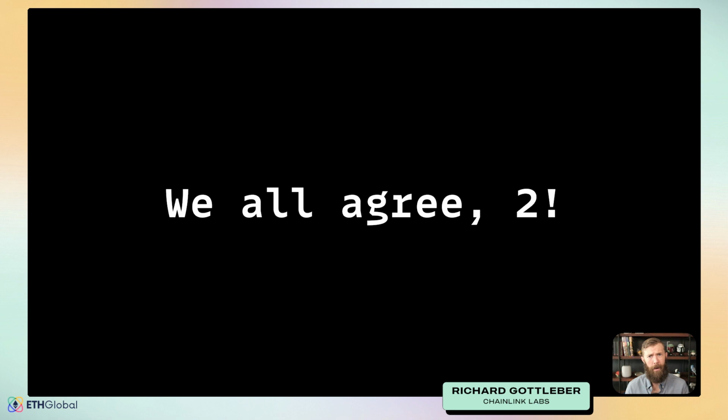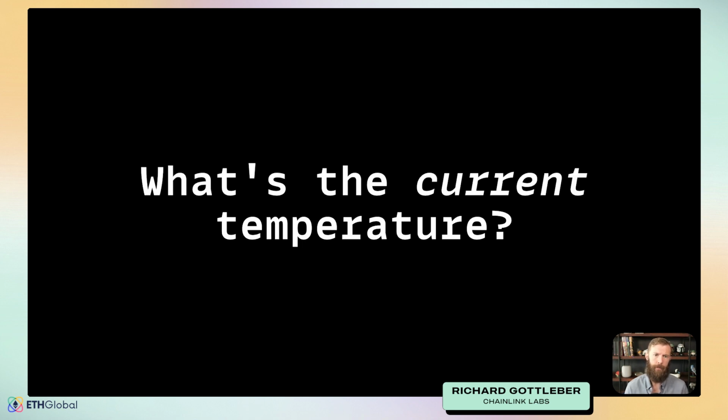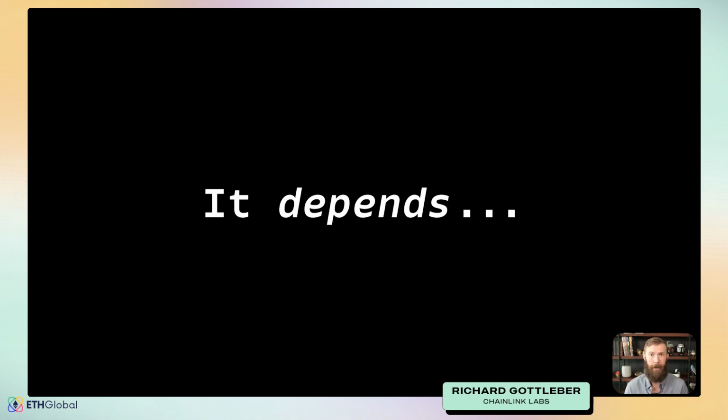Now, what if I were to ask you a little bit different style of question? What's the current temperature? It depends. I mean, it depends on where you are. When I ask you this question, there are other factors that determine the answer to that question. That's a non-deterministic value. Anytime that you can ask a question and the answer could be, it depends, you know that it's a non-deterministic value.